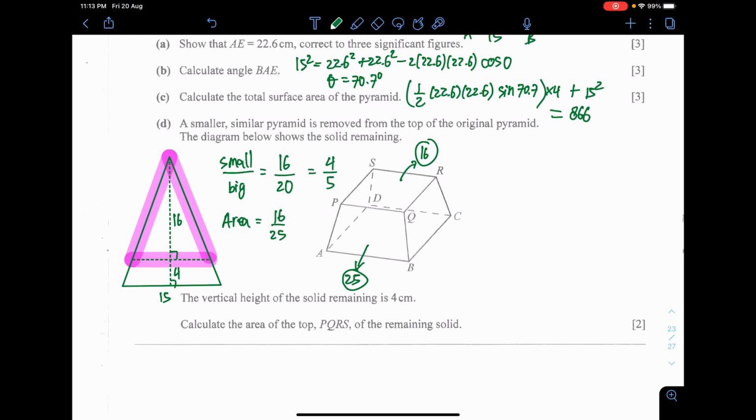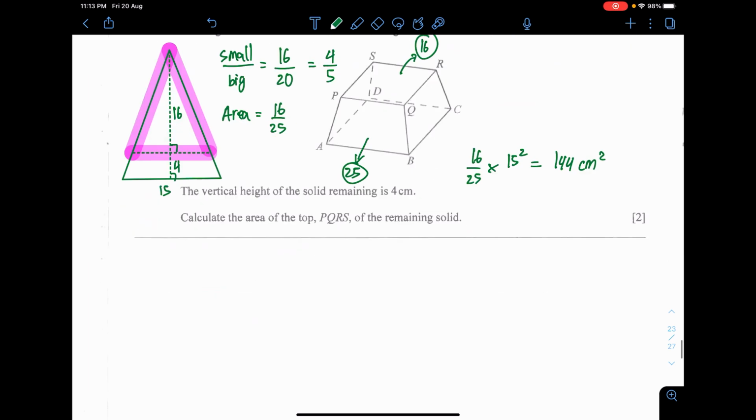So how do we find the area of PQRS? Simple. Use the ratio 16 over 25 multiplied by the area of ABCD, 15 square, because it must follow the same ratio. Basically, you'll get 144 cm square. Otherwise, I am not so sure how else you do this. Maybe there's another way, but I believe this is the simplest approach.